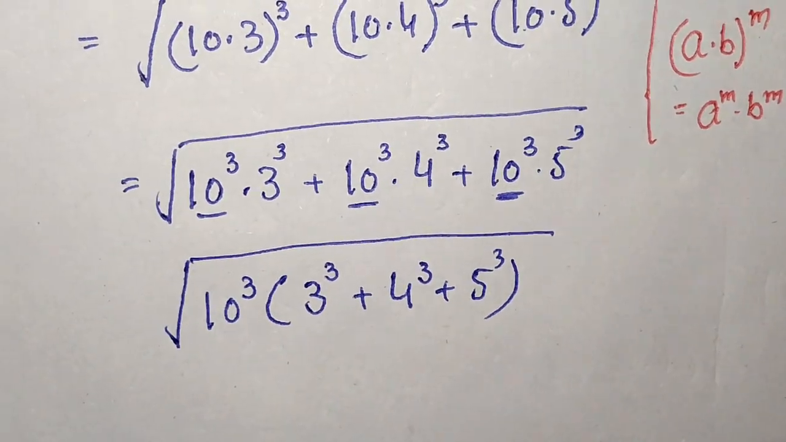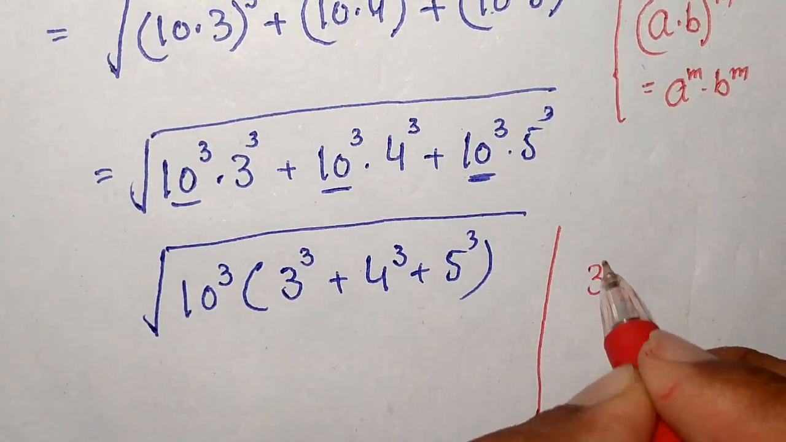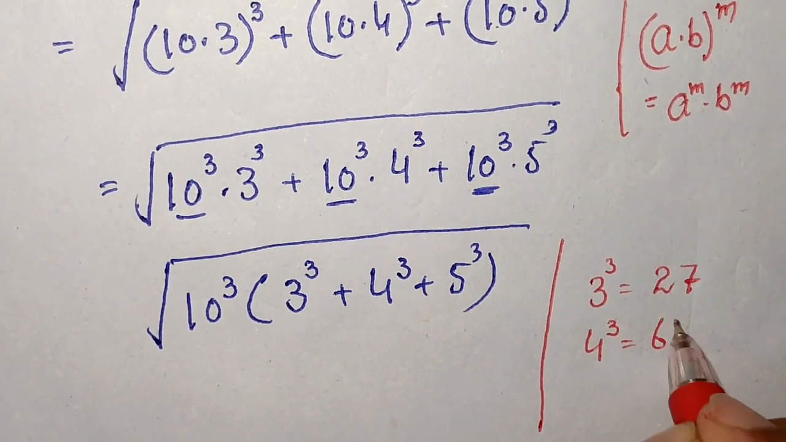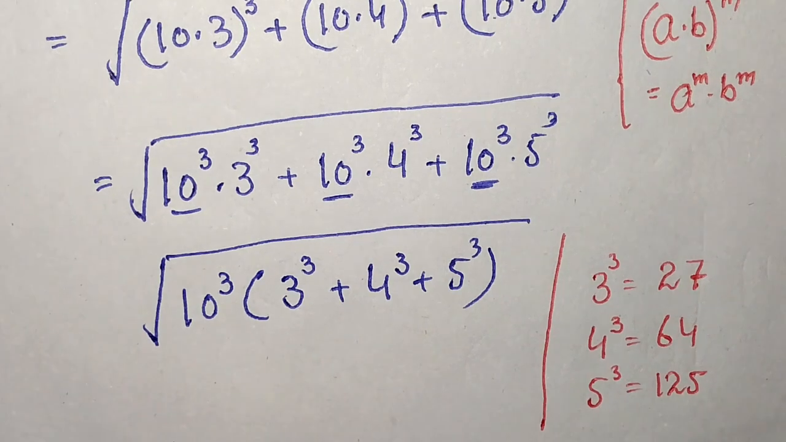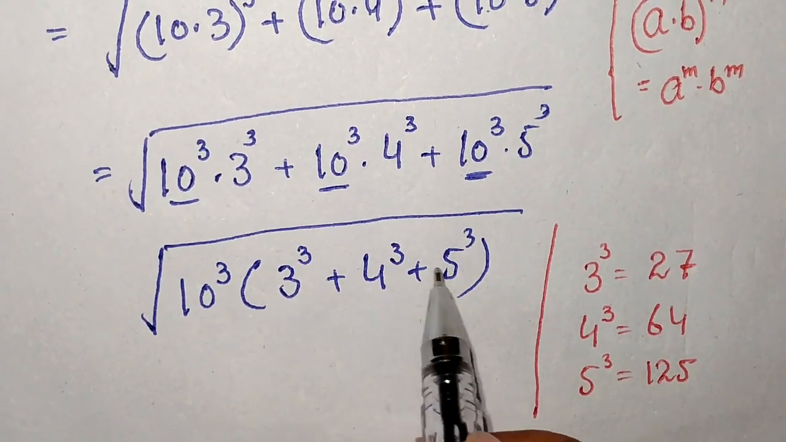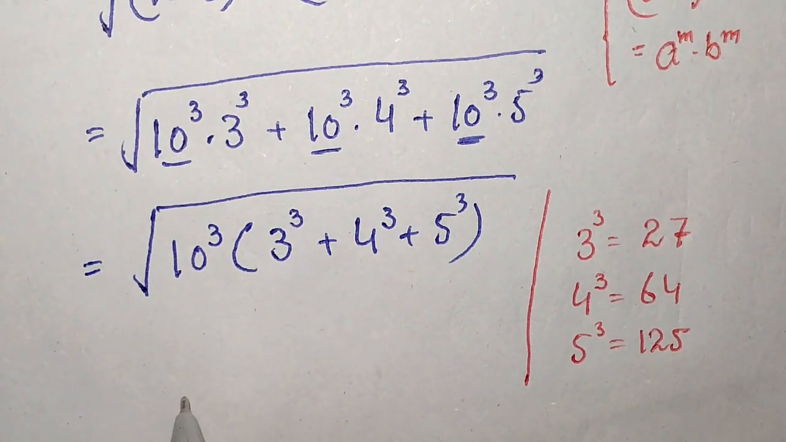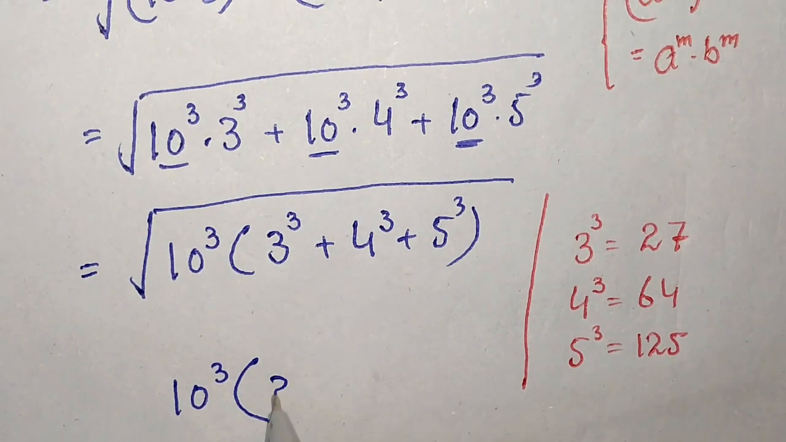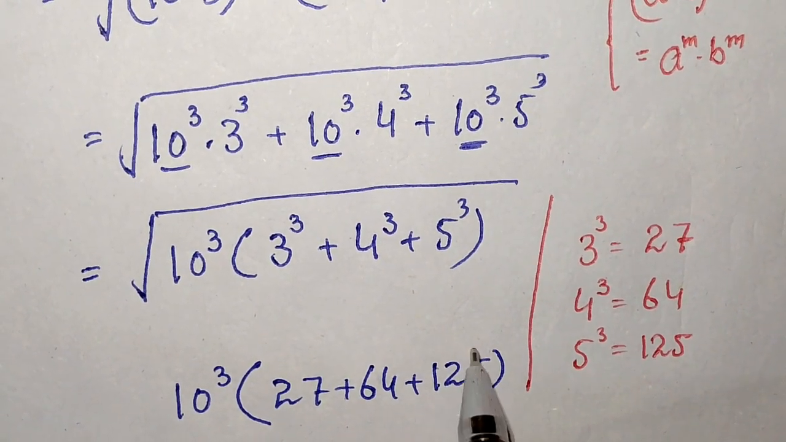Now in the next step, we know that 3 to the power of 3 is equal to 27, 4 to the power of 3 is equal to 64 and 5 to the power of 3 is equal to 125. Now we have to replace 3 to the power of 3, 4 to the power of 3 and 5 to the power of 3 by these numbers. So this will become square root of 10 to the power of 3 times 27 plus 64 plus 125.